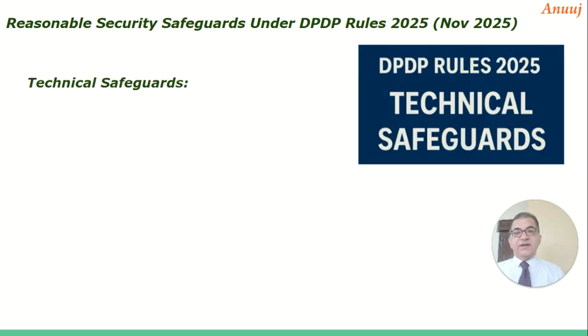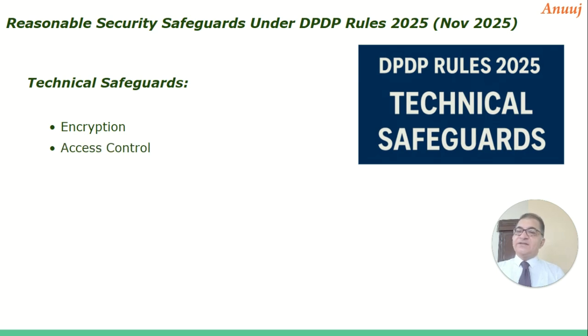So let's look at the technical safeguards first. Encryption, very old subject. You apply an algorithm and change the format of the data such that without the decryption key, someone cannot read the data, cannot use the data.